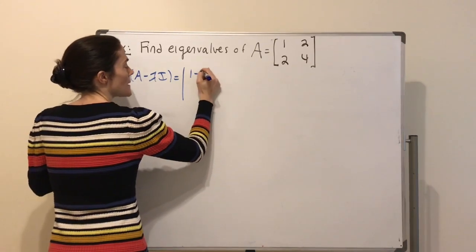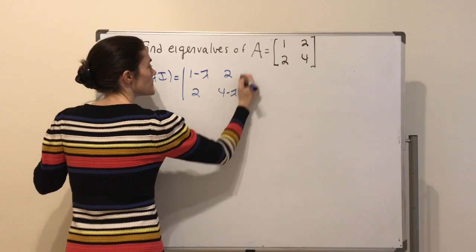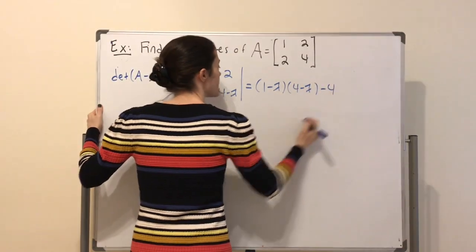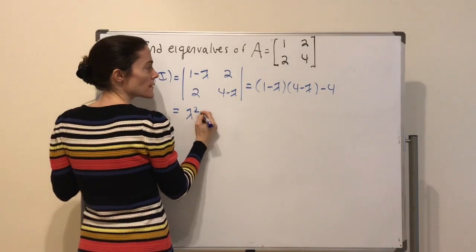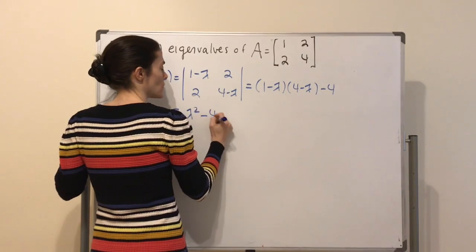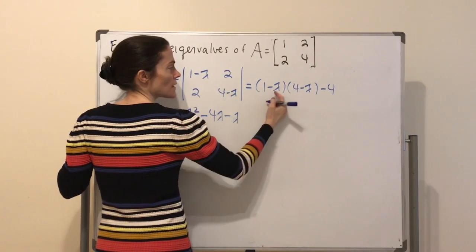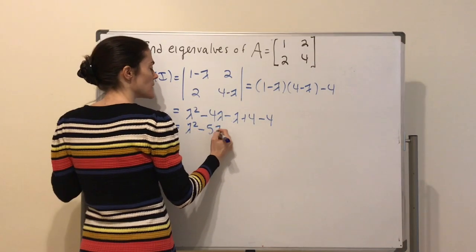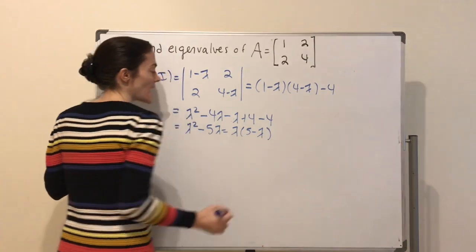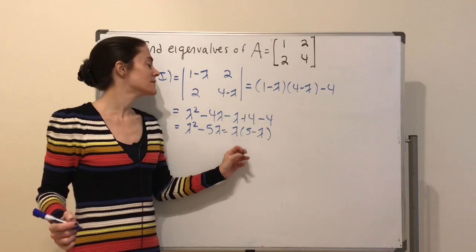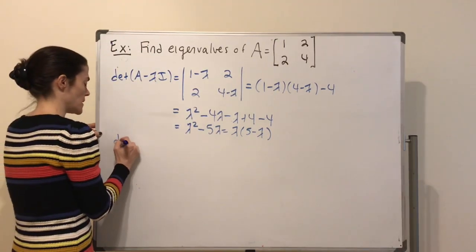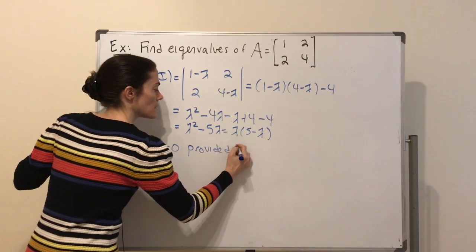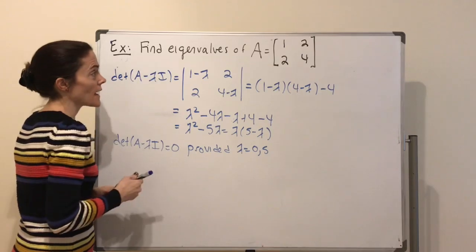Okay. So we have 1 minus lambda, 2, 2, 4 minus lambda. We get, and then again, we multiply everything out. We have lambda squared. We have minus 4 minus 1. Then we have plus 4. And then we have minus 4. And you see we get lambda squared minus 5 lambda. Okay, so we do see that 0 is an eigenvalue, and we see the other one too. So determinant A minus lambda I is 0, provided lambda is 0 or 5. So we have two eigenvalues here.